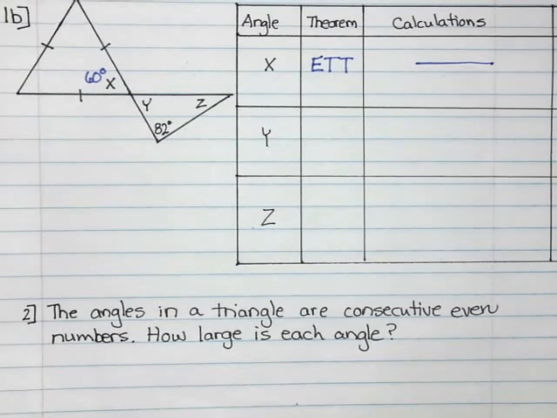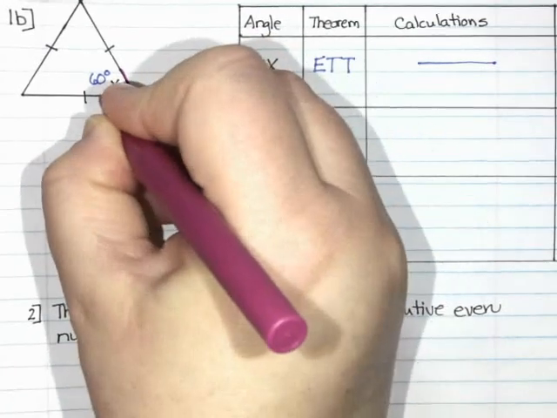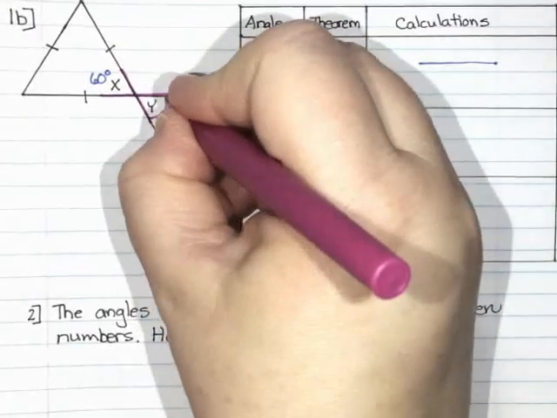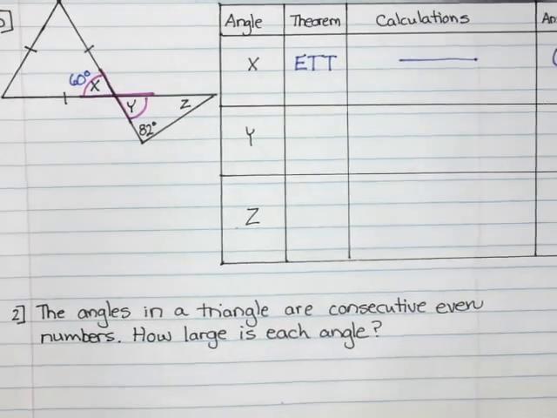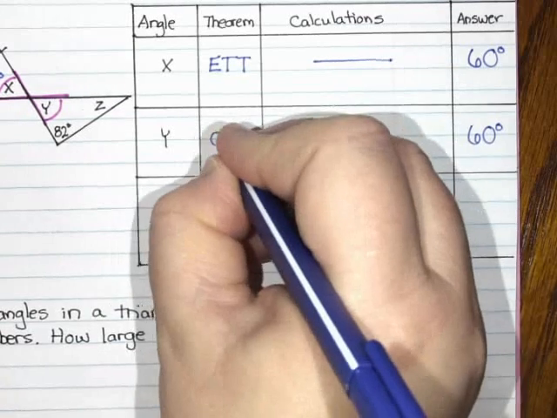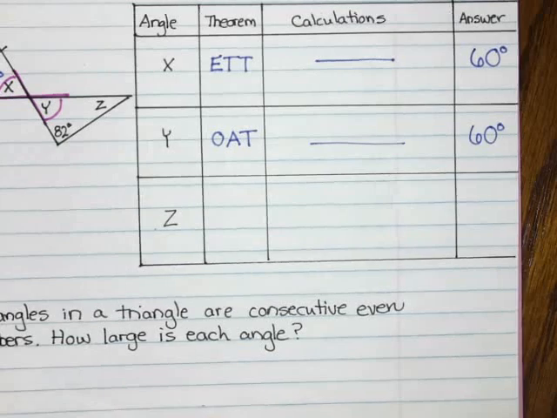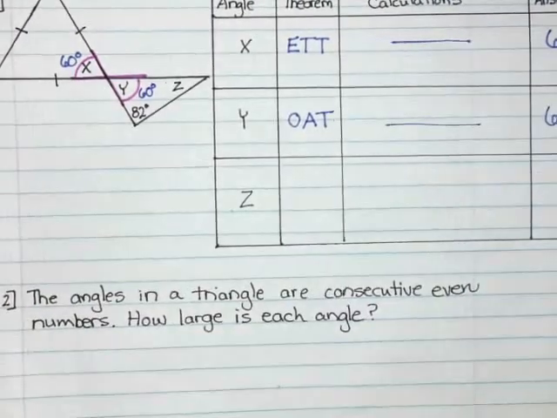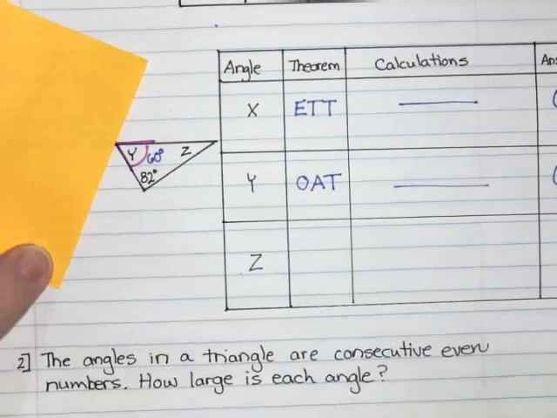But I do see my favorite theorem of all time, which is there are two straight crossing lines to make an X, which means these are opposite angles and they should be equal. So if X is 60 degrees, then Y is also 60 degrees because of the opposite angle theorem, otherwise known as OAT. And that does not require any work. I can just label that this is 60 degrees.